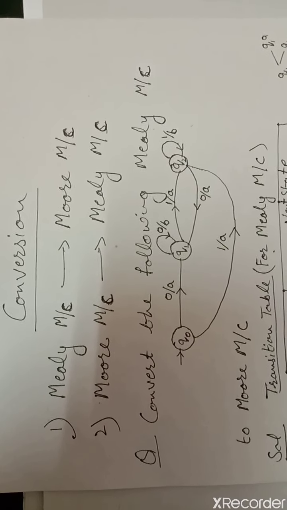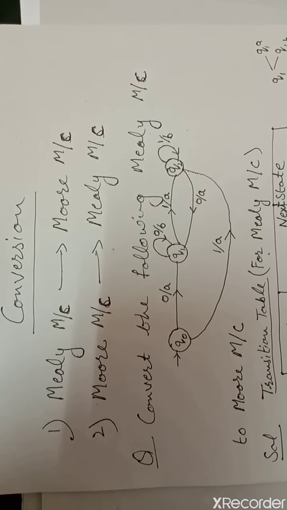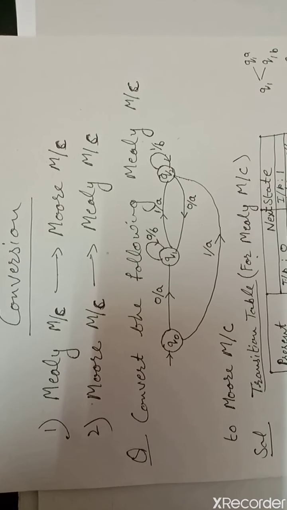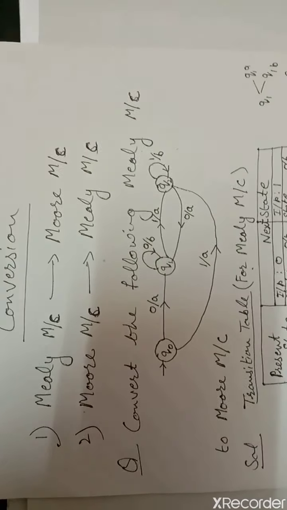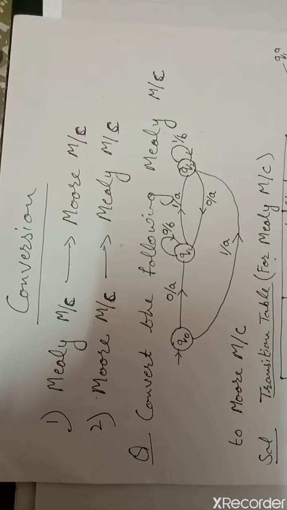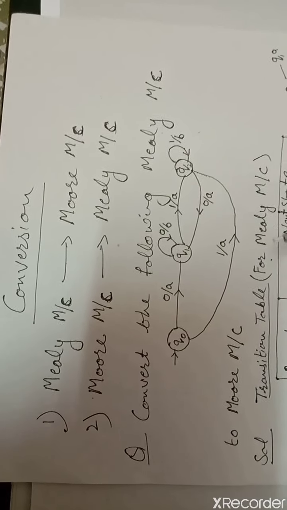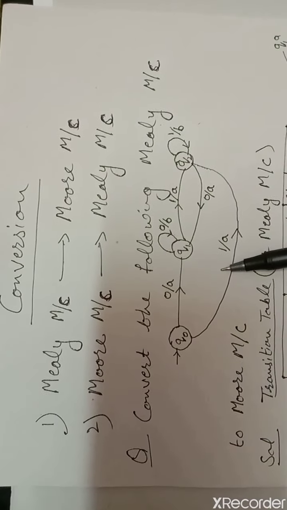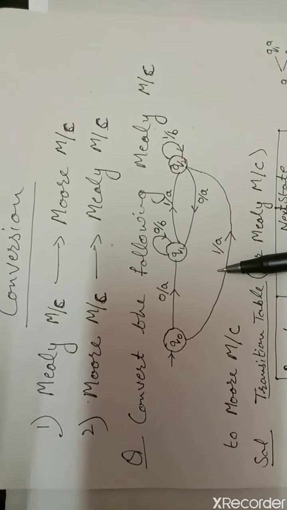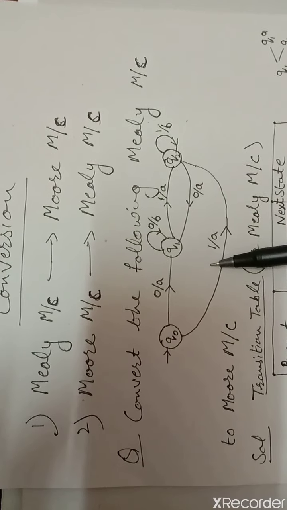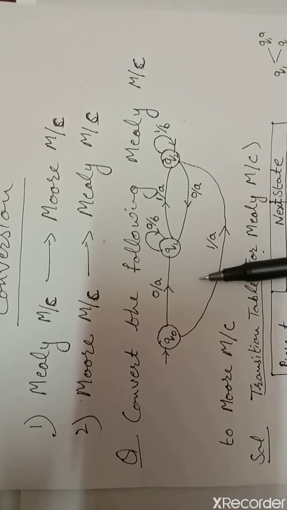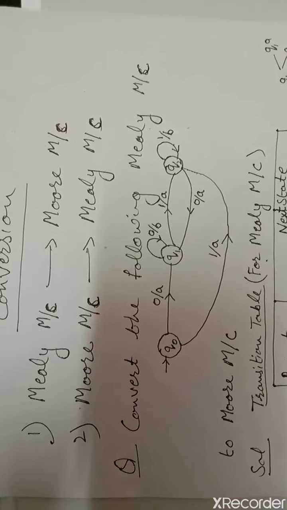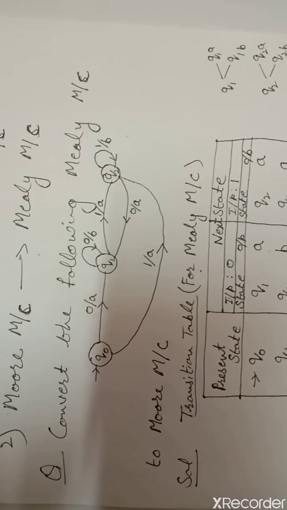Hello students, in today's video lecture we'll see the conversion of Mealy machine to Moore machine and Moore machine to Mealy machine. So first we take a question in which a Mealy machine is given. So this is the state transition diagram of a Mealy machine and we want to convert this Mealy machine to Moore machine. So first we draw the transition table.